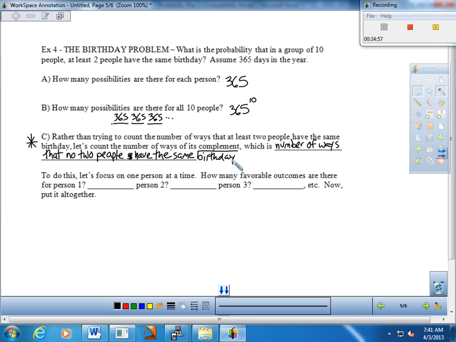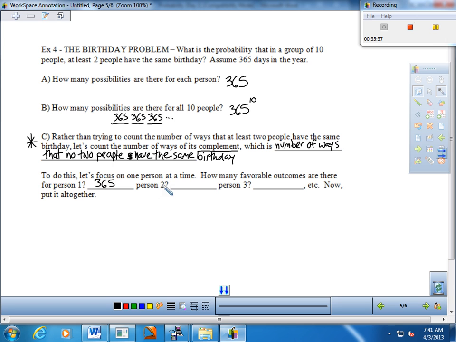So it says, to do this, let's focus on one person at a time. So again, now what we want is nobody having the same birthday. So how many favorable outcomes are there for person number 1? So there you are, person number 1. Nobody's recorded in terms of their birthdays just yet. How many favorable outcomes are there for you? Well, I would argue that you could have any one of the 365 days as your birthday, and you're fine. You haven't negated this just yet.